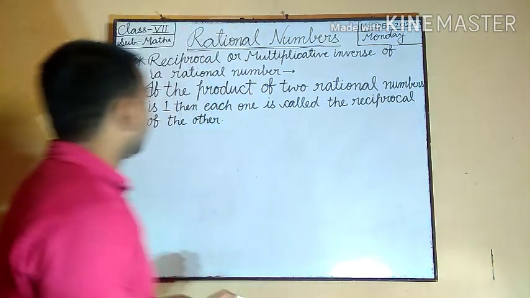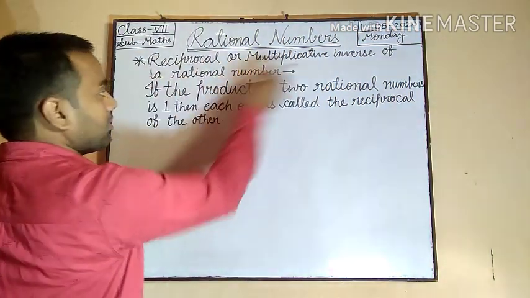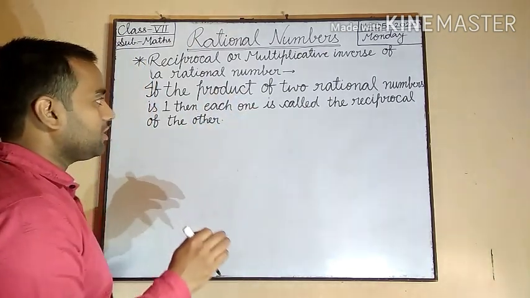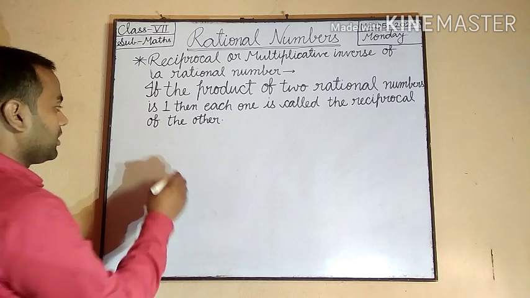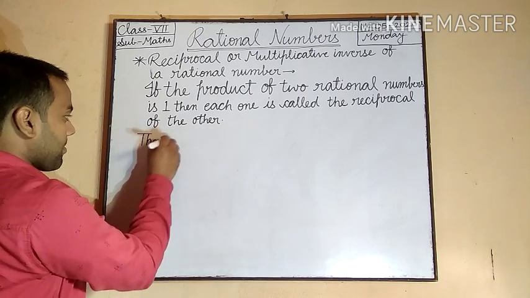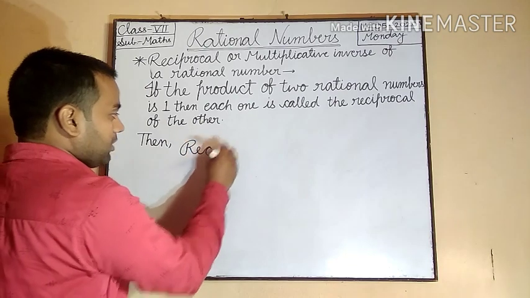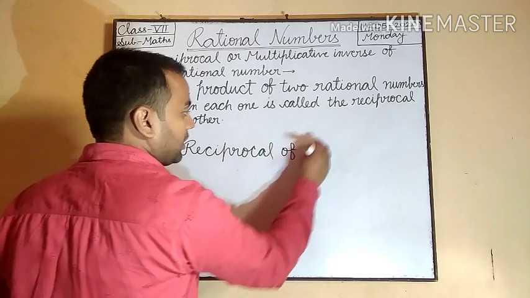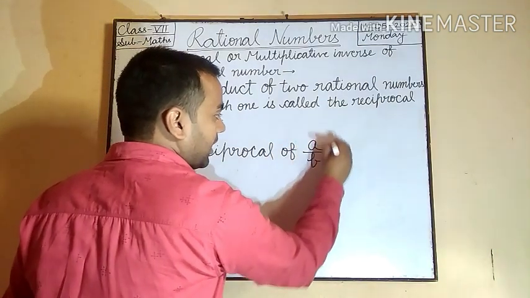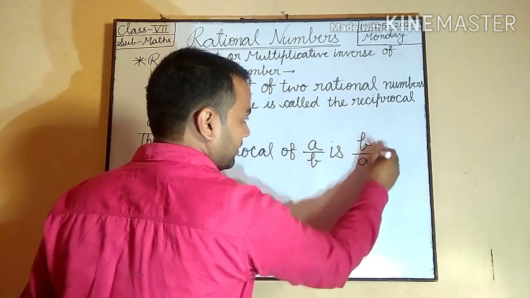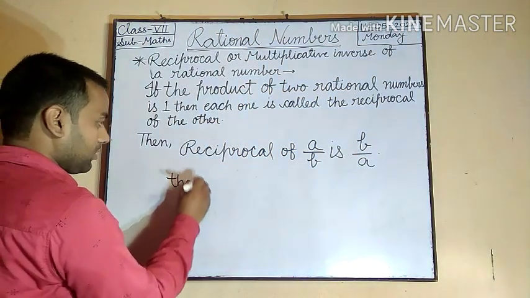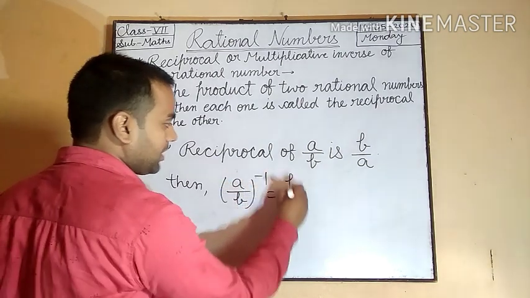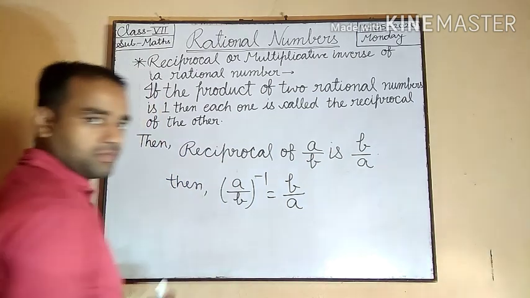Look at the board. Reciprocal or multiplicative inverse of a rational number. If the product of two rational numbers is 1, then each one is called the reciprocal of the other. Then the reciprocal of a by b is b by a, which means a by b to the power minus 1 is equal to b by a.